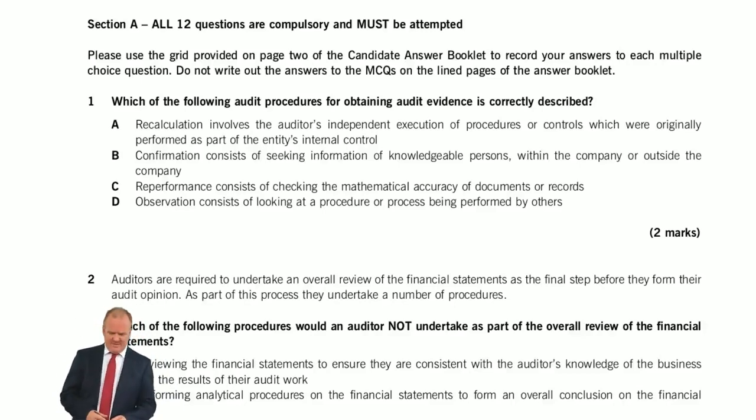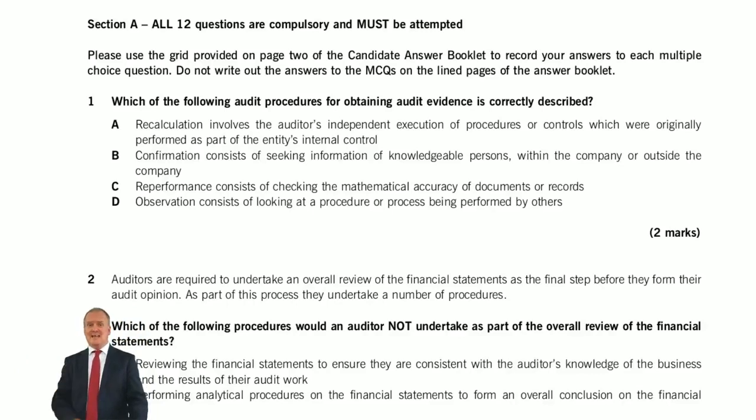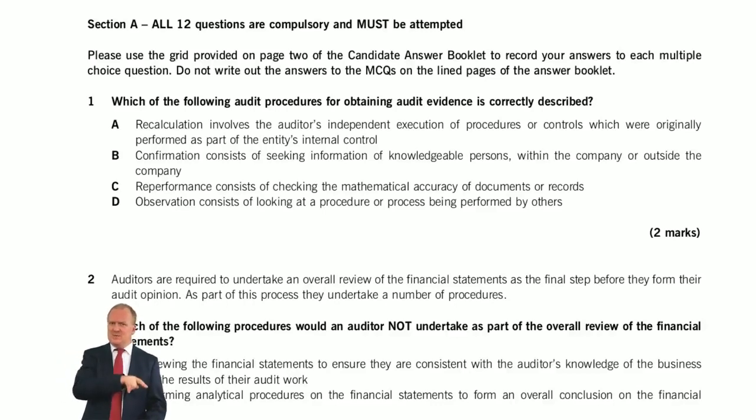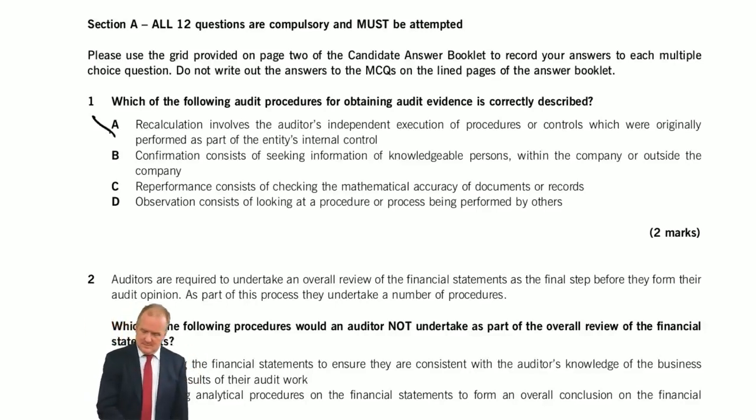Okay. Number 1, which of the following audit procedures for obtaining audit evidence is correctly described? A rather odd exam question in my mind, because you don't need to know anything about auditing to be able to answer this right. Recalculation. Well, recalculation, re means again, and calculation means doing a calculation. So if it doesn't say reperforming a calculation to make sure it's been done right, it can't be right, can it? Recalculation involves the auditor's independent execution of procedures or controls which were originally performed as part of the internal control of the entity. No, that's reperforming something. Recalculation is doing a calculation again. So that's not right.